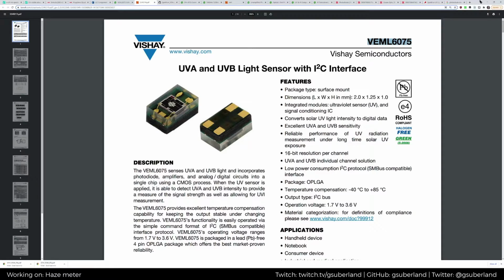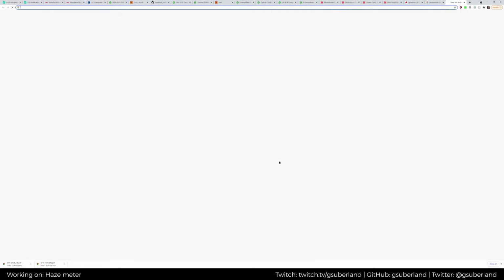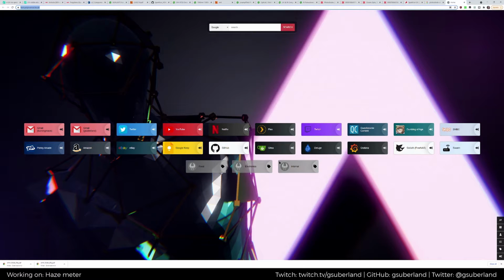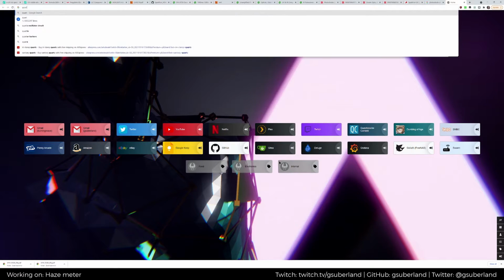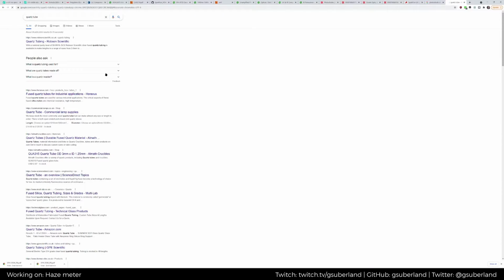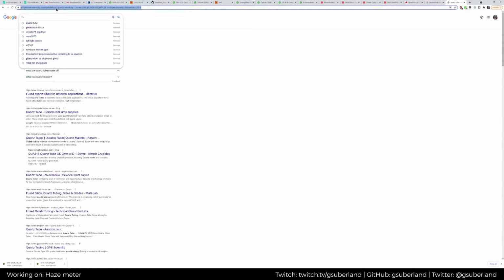So, I couldn't decide whether to do some circuit design or mechanical design first. And I'm kind of tired. It is 1 a.m. here, so I will probably not do a whole lot tonight, but quartz tube. I don't know why I did that. eBay.